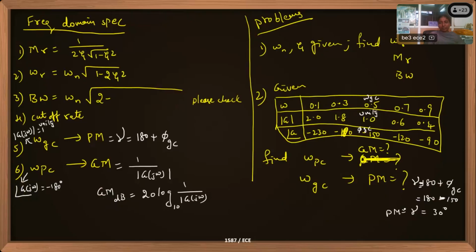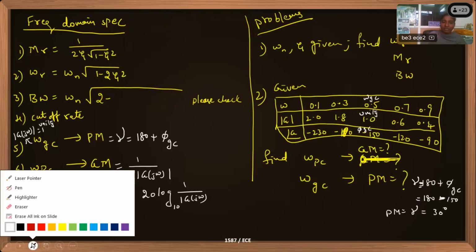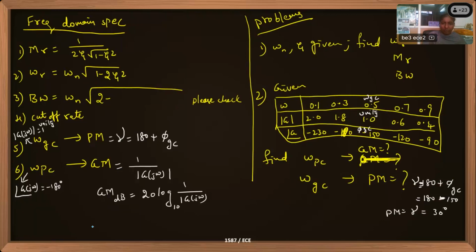30 degrees is the phase margin for the given table. For the given table, the table values may differ, but a similar model may come. Now, at 180 degrees, where is the phase angle? At that phase angle, the omega value is called omega pc. At omega pc, we take the magnitude and calculate the gain margin.